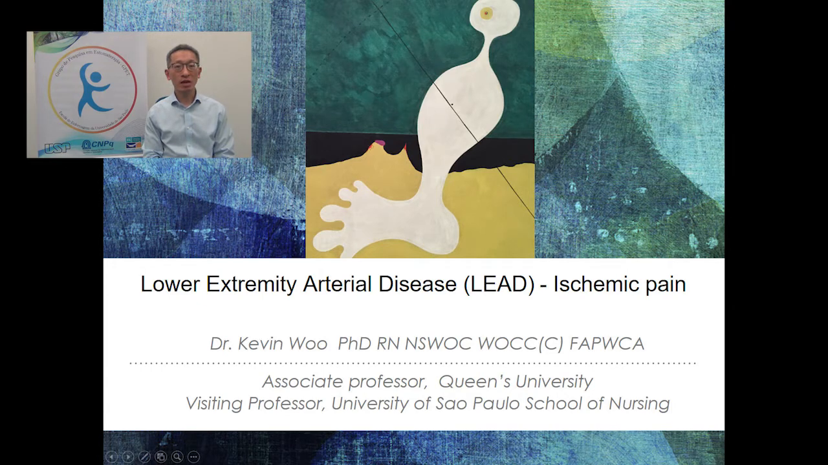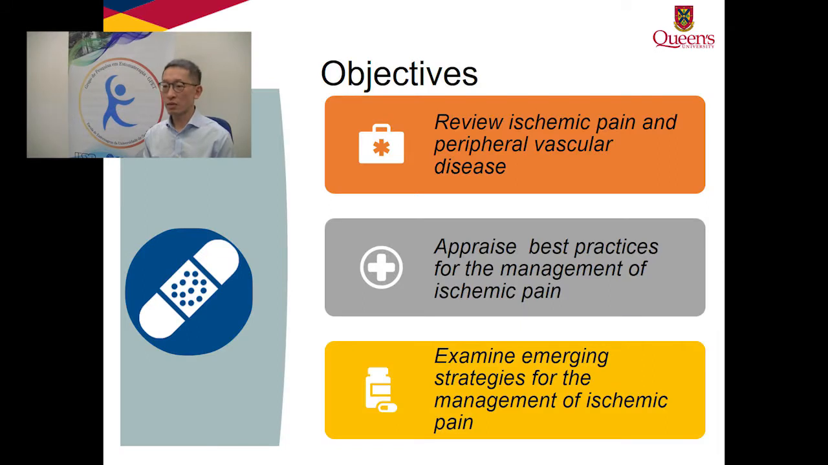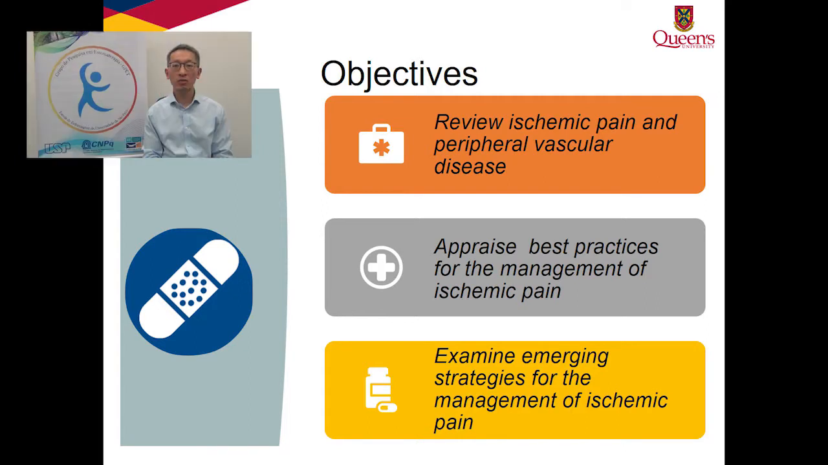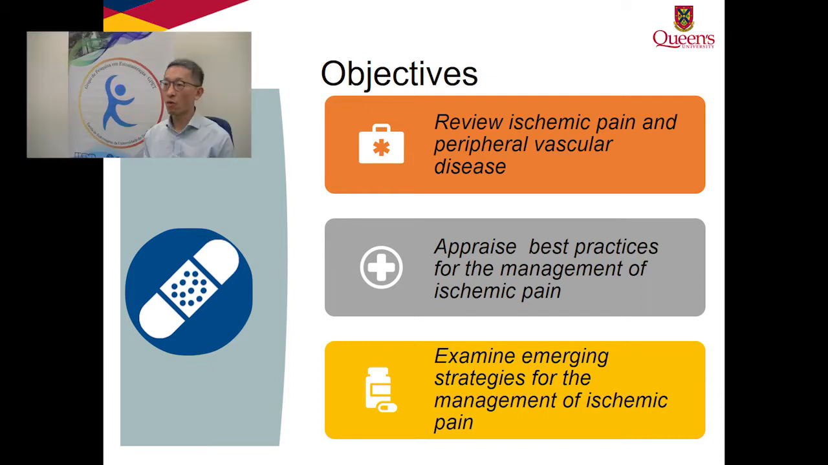Today I'm going to talk to you about a topic around lower extremity arterial disease and how we can manage ischemic pain. There are 3 different objectives I want to deliver today. First of all, I want to review ischemic pain and the scope of problems associated with peripheral vascular disease. And I want to review the best practices on the management of ischemic pain, looking at all the available literature for us. And then at the end I want to examine some of the emerging strategies and techniques available to us for the management of ischemic pain.